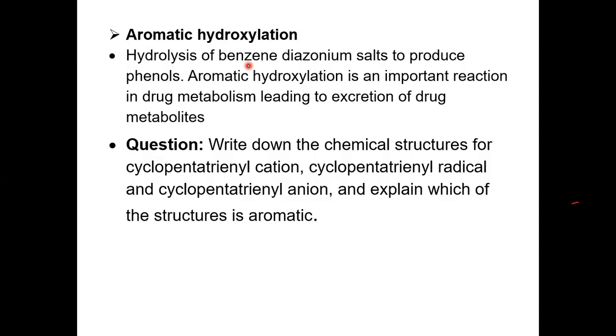Now we have a question here that we have to try our hands on. The question says that we have to write down the chemical structure for cyclopentatrienal cation, cyclopentatrienal radical, cyclopentatrienal anion, and explain which of the structures are aromatic. So we've done something around this in the previous video. Yes, but let's try this.